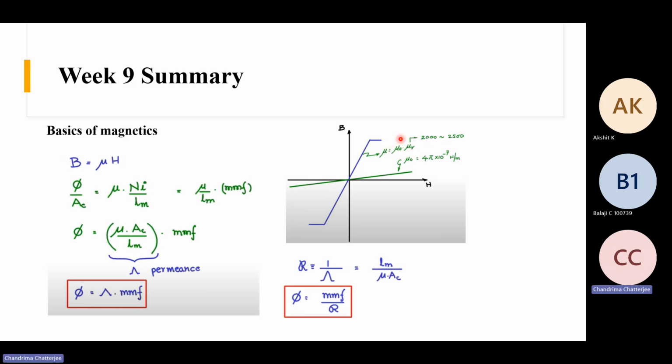Mu naught is the permeability of free space, which is 4 pi into 10 power minus 7 Henry per meter. And mu r is called the relative permeability of the core material. If you are not using any core material, it is just an air core inductor, so your permeability will be mu naught. But if you are using a particular core material, like ferrite or a powdered core or any ferromagnetic material, you will have to multiply by mu r, the relative permeability.